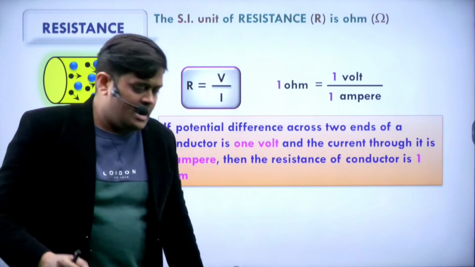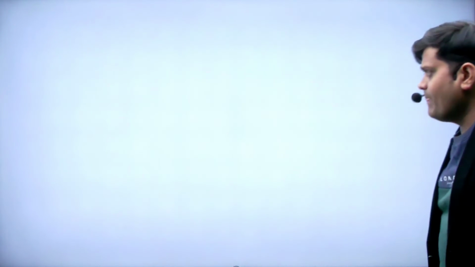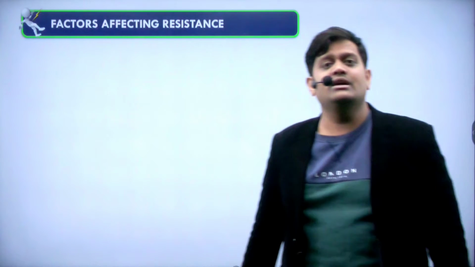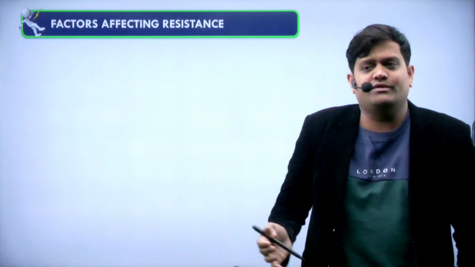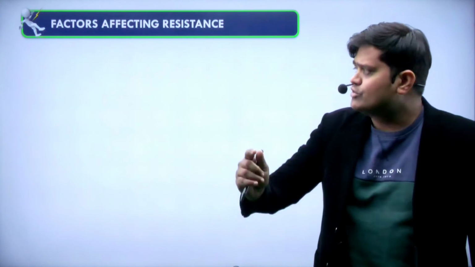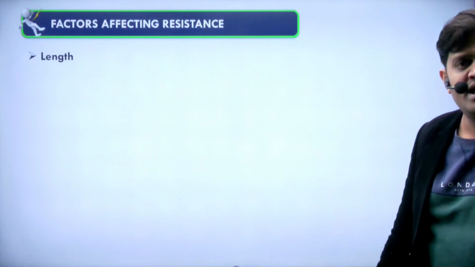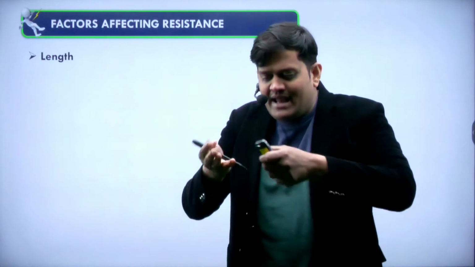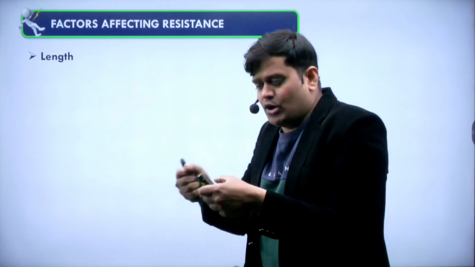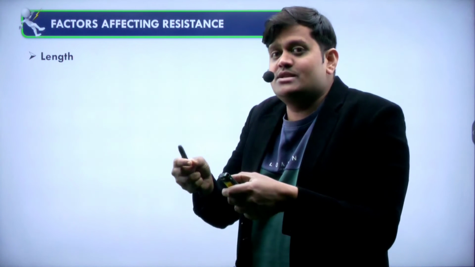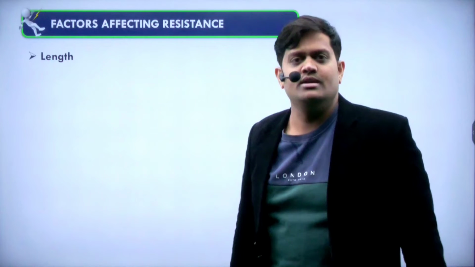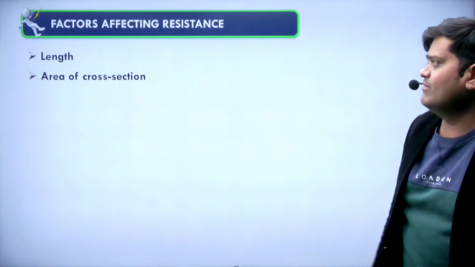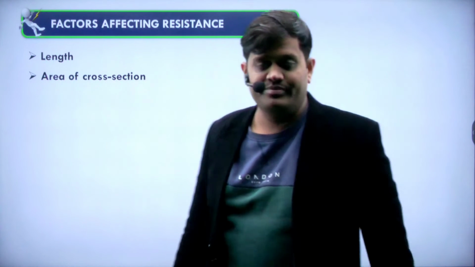Now we are going on to the factors affecting the resistance. On what factors does the resistance of the conductor depend? The first is the length. If the length of the conductor increases, then the collisions are more, which means resistance is more. So resistance is proportional to length. Second one is the area of cross section.